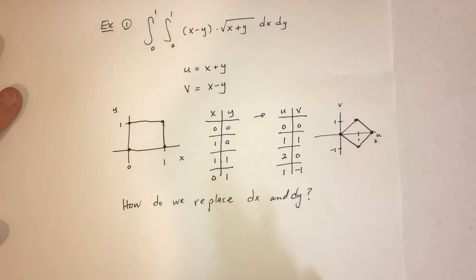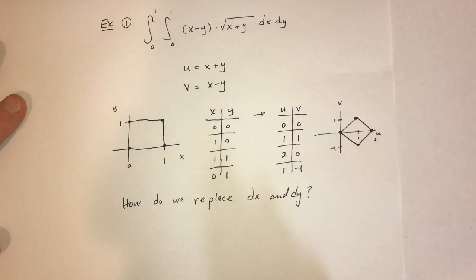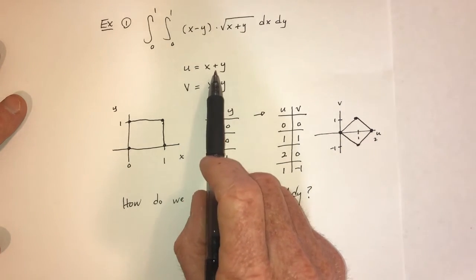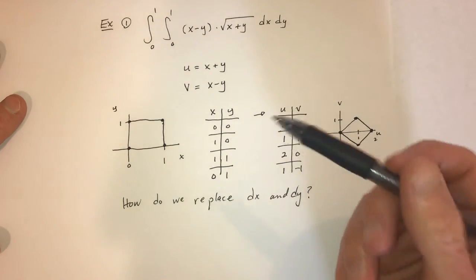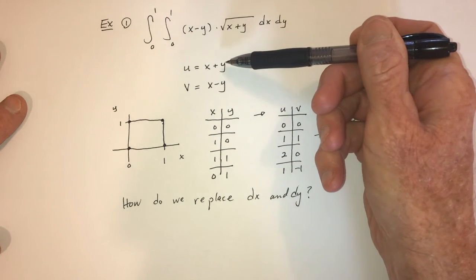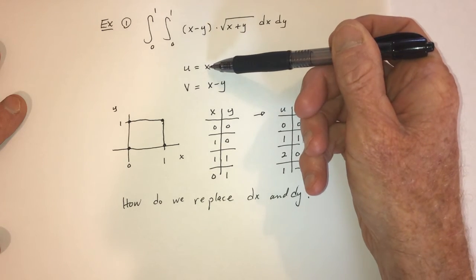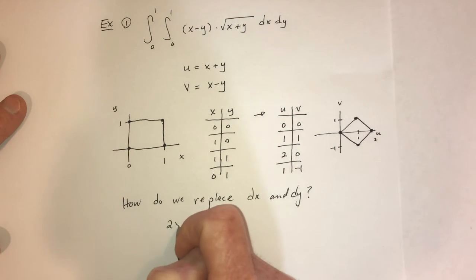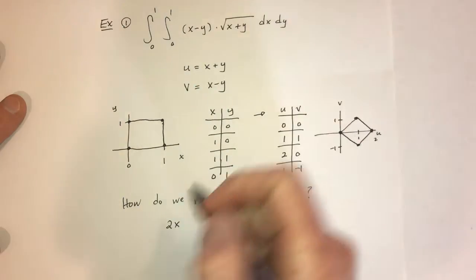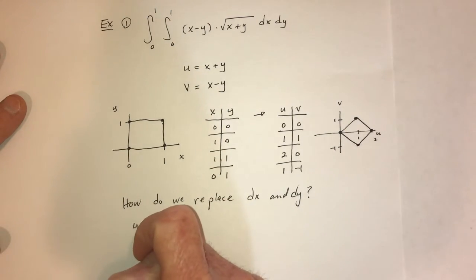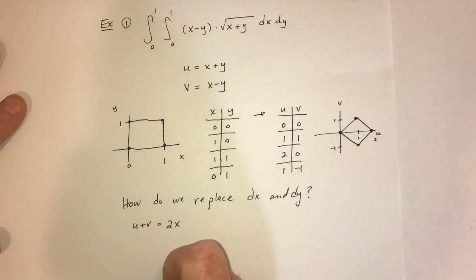So how do we replace those? Well, we're going to have to find the dx and the dy. We're going to have to find the derivative of the x and the derivative of the y. So we'll need to solve for x and solve for y. So with this little system of equations, one thing I could do is add the two equations together and the y's will cancel. On this side, it's going to say 2x. And if you add them together, it's going to say u plus v. So in other words, x is equal to (u plus v) over 2.